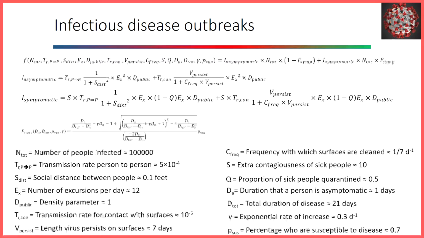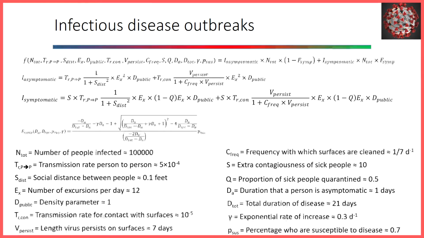N_tot is the total number of people already infected. I'm estimating that the actual number infected is now 100,000 people. Next, we've got TR_p2p, which is the transmission rate for person-to-person interactions, and I'm going to guess that it equals 5 times 10 to the negative 4 based on information we have showing how rapidly the virus has spread in different countries.